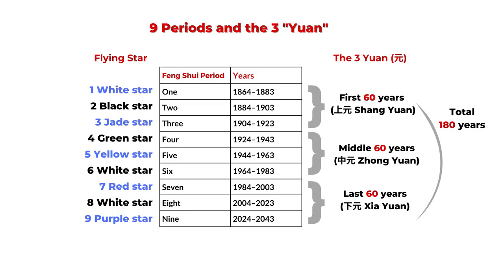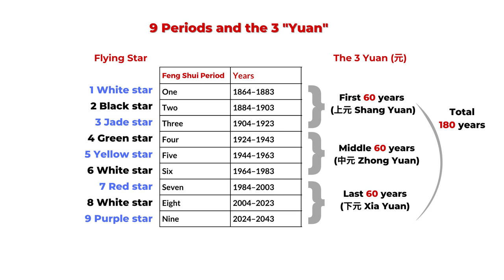When we divide the 60 years into three parts, the first 20 years will be period 1, the second 20 years will be period 2, and the third 20 years will be period 3. Period 1 corresponds with the number 1 white star. Period 2 corresponds with the number 2 black star. And period 3 is related to the number 3 jade star.